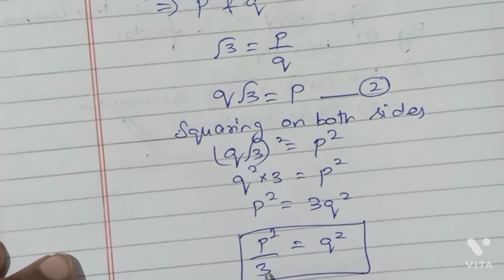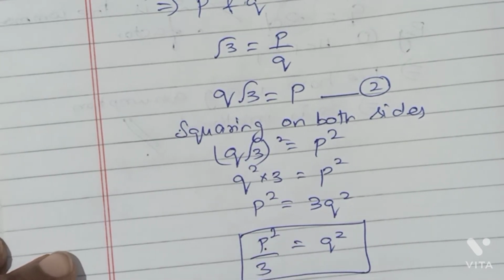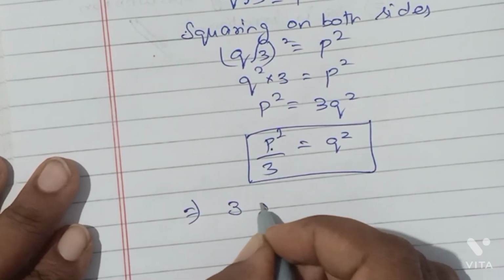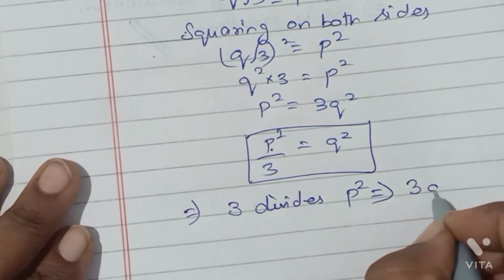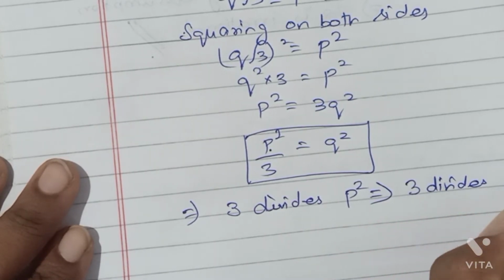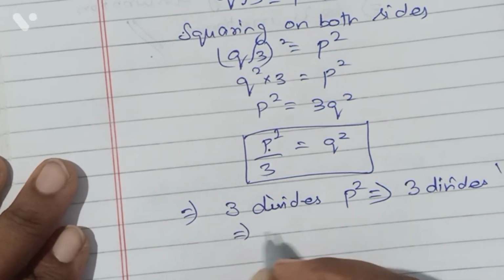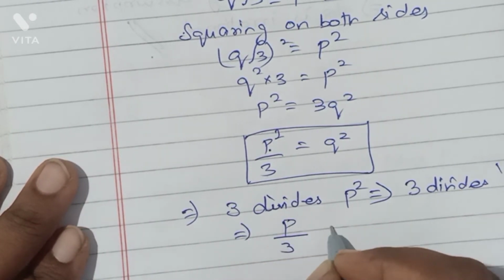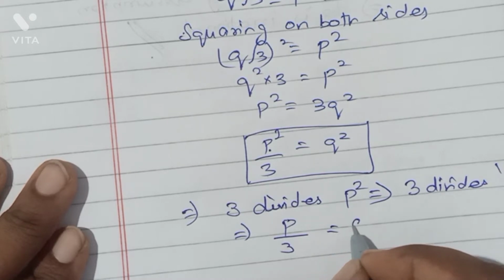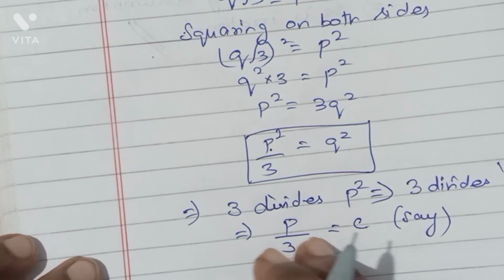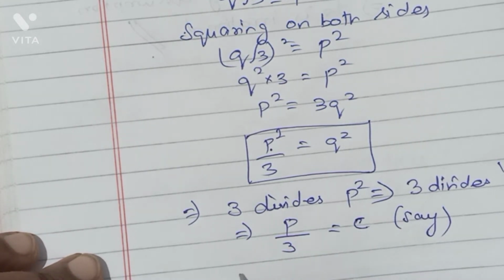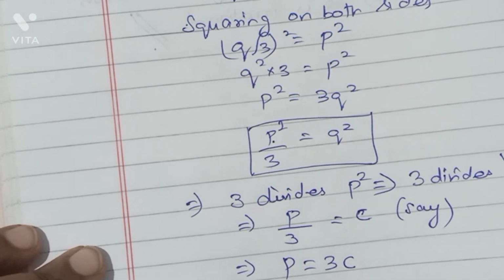So what does this imply? This implies that 3 divides p square means 3 divides p also. This is by the theorem. Now when I divide, we will get some answer. p by 3 is equal to c, so let us assume it as some c. So this implies p is equal to 3c. I am just assuming the p value to be 3c.